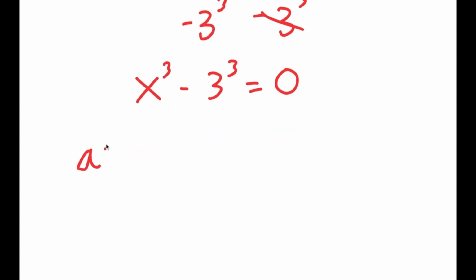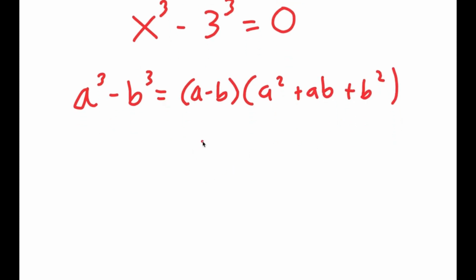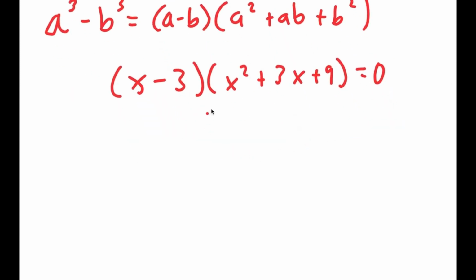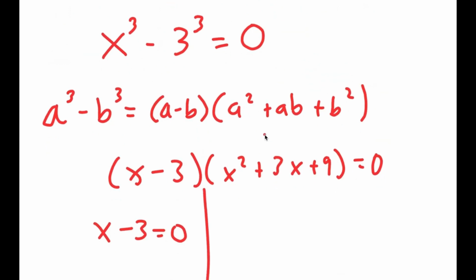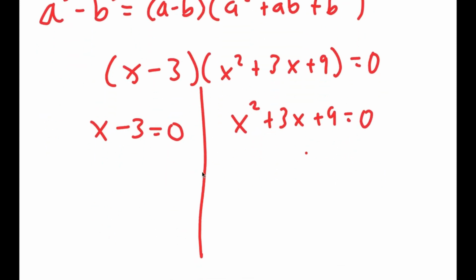Now from here, if I have something in the form a to the power of 3 minus b to the power of 3, this is equal to a minus b times a squared plus ab plus b squared. So this turns into x minus 3 times x squared plus 3x plus 9 is equal to 0. So now from here, I get two equations. I get x minus 3 equals 0, and x squared plus 3x plus 9 is equal to 0.